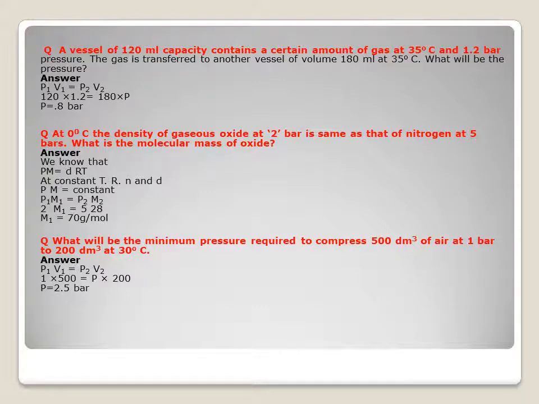Say I am reading out the last question. What will be the minimum pressure required to compress 500 dm³ of air at 1 bar to 200 dm³ at 30 degrees Celsius? It's very easy. You have to apply the formula P1V1 = P2V2. This is Boyle's law. Put all the values and the pressure will come out to be 2.5 bar.